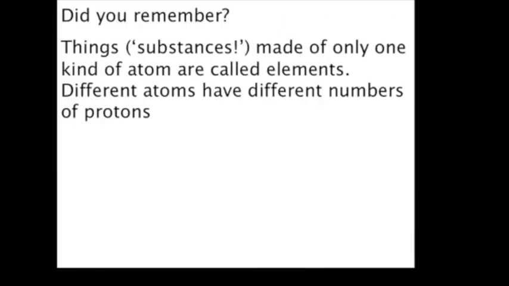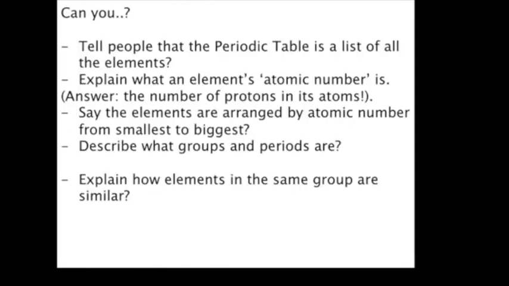All right then, in conclusion, did you remember from last week? This is what you needed to know to get through this lesson. Stuff made of only one kind of atom are called elements, and different atoms have different numbers of protons. And hopefully this is what you've picked up on this lesson. You don't need to remember it all, but you should feel like you understand it now.